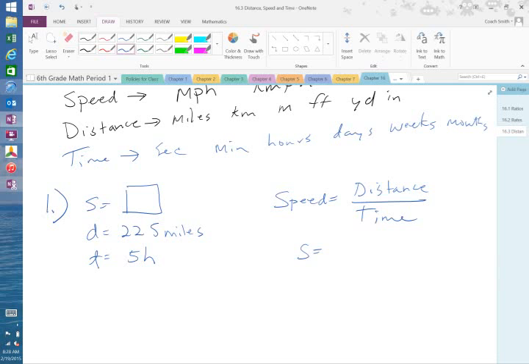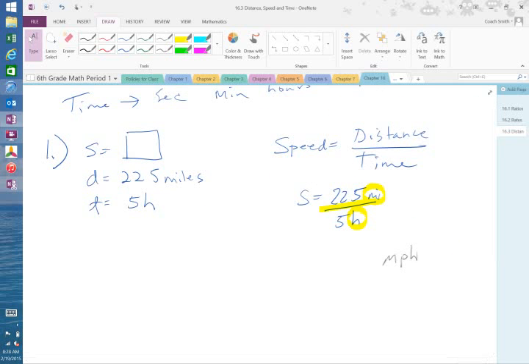What is our distance? There we go. Good. We can read the screen. Okay. What is time? 5 hours. Okay. Now, this right here, along with this, and the bar tells me that my label is going to be miles per hour. That's going to be the label in my answer because I have miles over hours. So miles per hour.